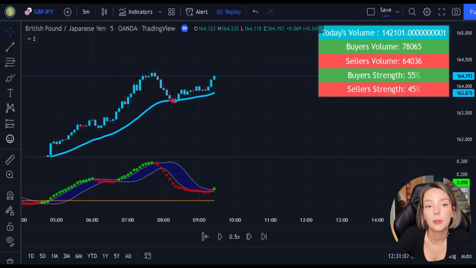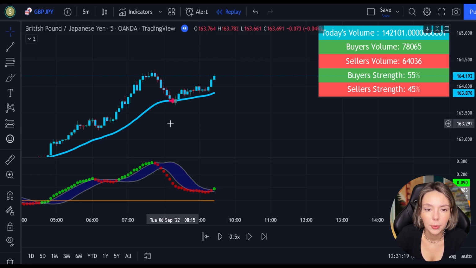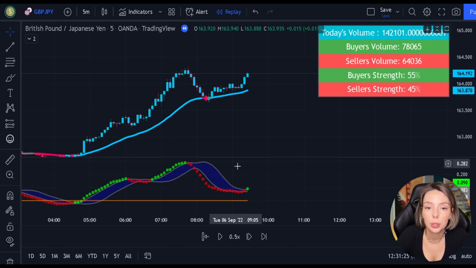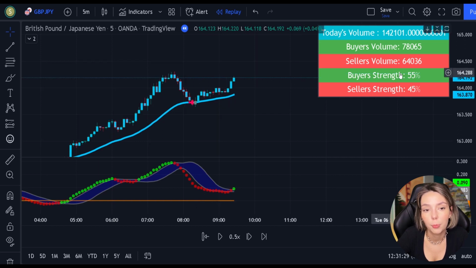You definitely have to make sure that you follow the exact rules I just showed you, otherwise the strategy won't work. Okay, let's see one more long example. So here we see the price action made a valid pullback, the MACD indicator issued a new continuation long signal, and the buyer's trend is 55%.